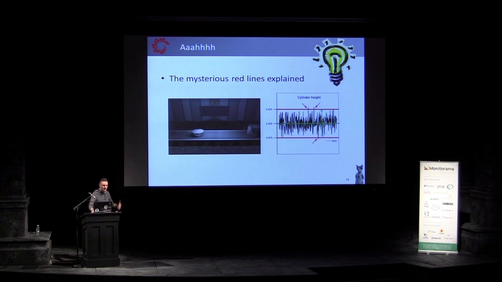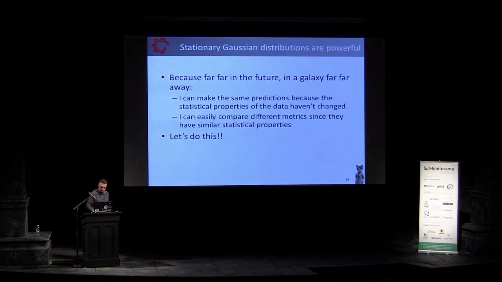So we say it's great, perfect, we're going to use it. And the important thing about that is that standard Gaussian distributions are powerful because I can make the same prediction, since the statistical properties of the data haven't really changed. So I can say, what it was last week is going to be the same today, and it's going to be the same next week, so I can make comparisons.